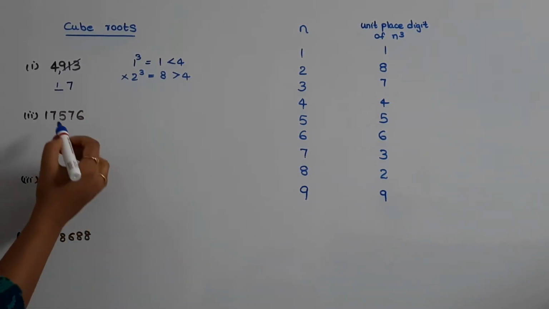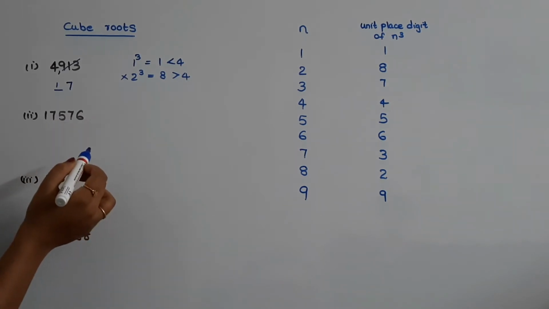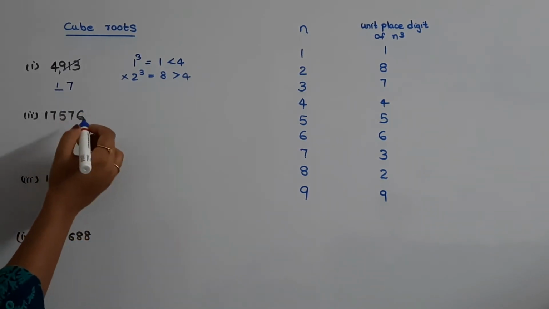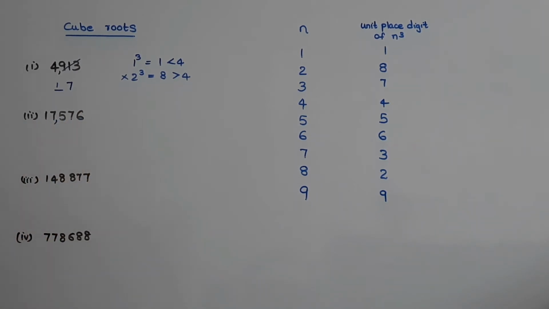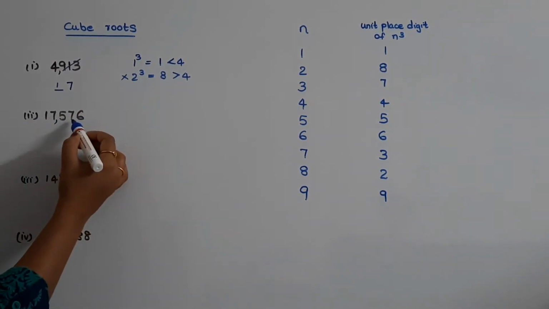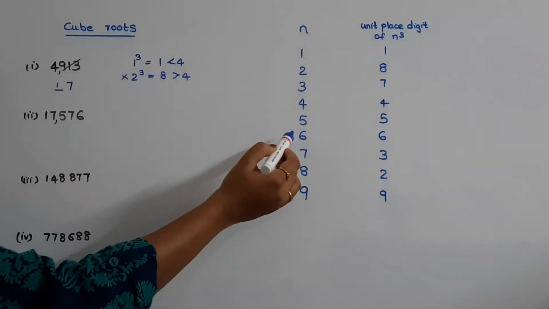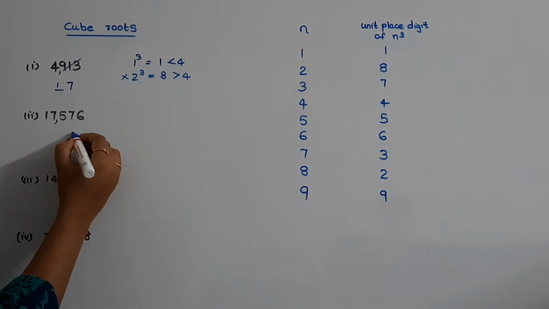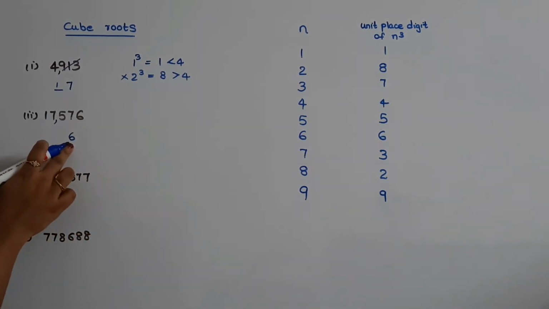Now let us find out the cube root of this number. This is the number which we have done in the previous question. For this also, first you put a comma just after the last 3 digits. Here the unit place digit is 6. So for 6, the unit place digit of its cube root is 6. So that you write here. So for this number, the unit place digit is 6.